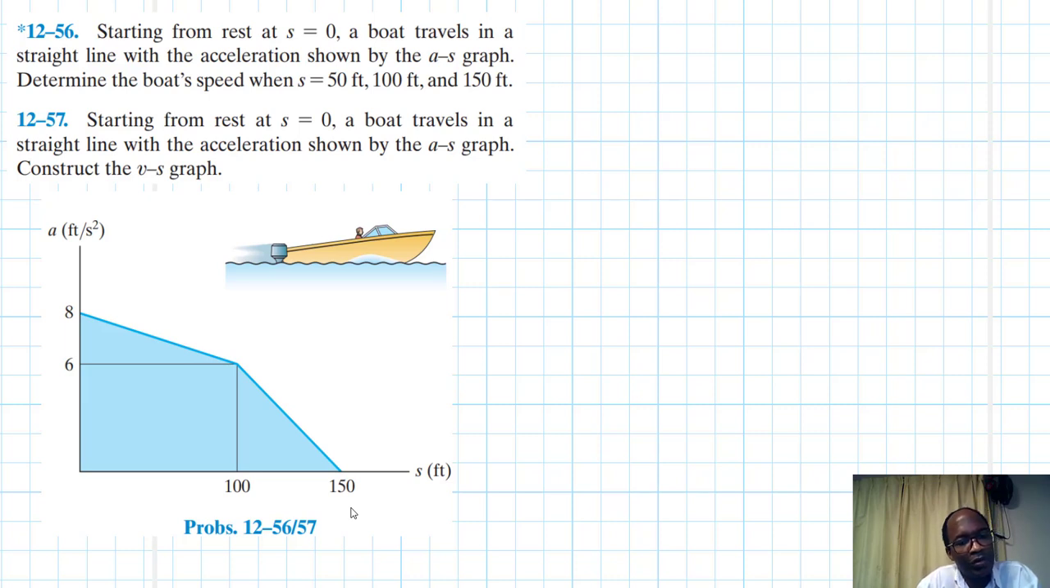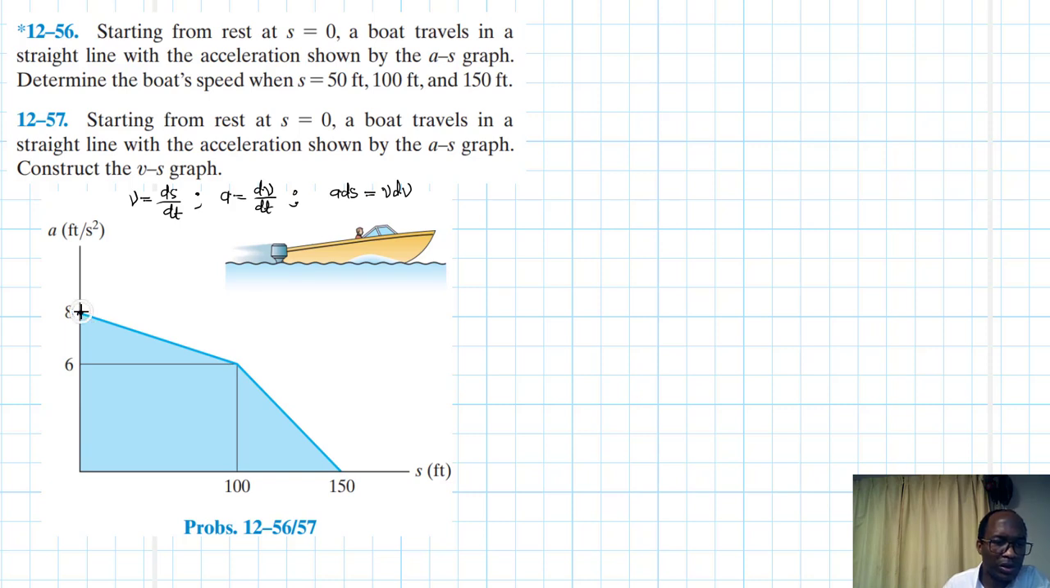Both these problems are coming from Engineering Mechanics Dynamics, 14th edition, by R.C. Hibbeler. So we are dealing with rectilinear motion. This is motion in a straight line or straight path. Let me remind ourselves of the three basic kinematic equations. We have velocity, which is the time derivative of position. We have acceleration, which is the time derivative of velocity, and when we make dt the subject for both equations and equate them, then we have one derived equation, which is a ds = v dv.